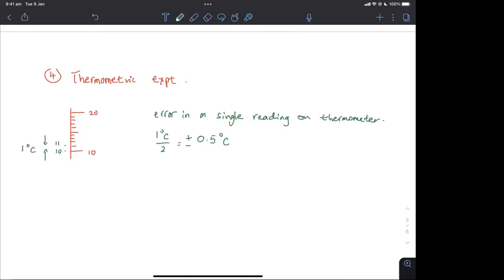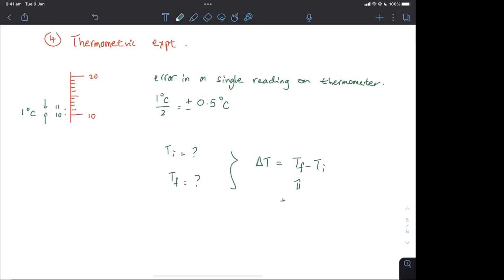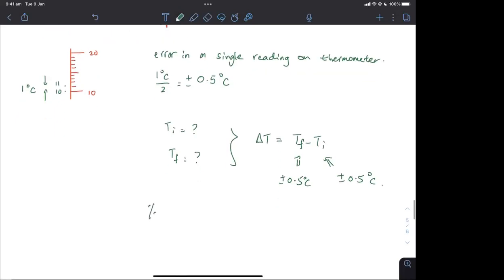Now, when you have initial temperature and final temperature, that's what you do in experiments. And then you say delta T is your change in temperature, final minus initial. Your final temperature has plus minus 0.5 degrees Celsius. Your initial temperature has plus minus 0.5 degrees Celsius. The percentage error in delta T is going to be your error in a single reading multiplied by 2, divided by your delta T, times 100%.